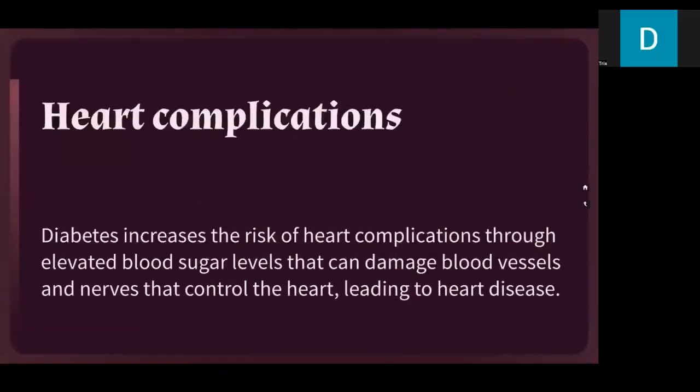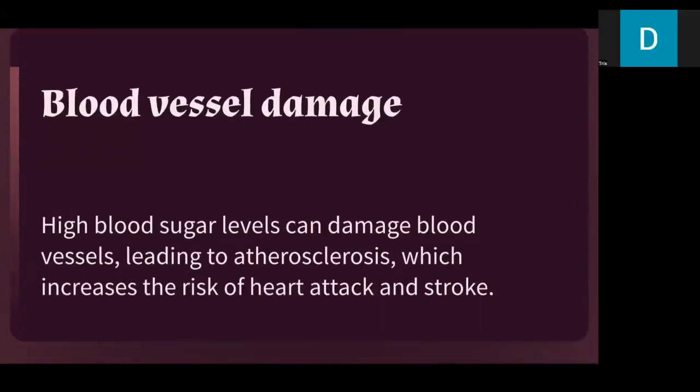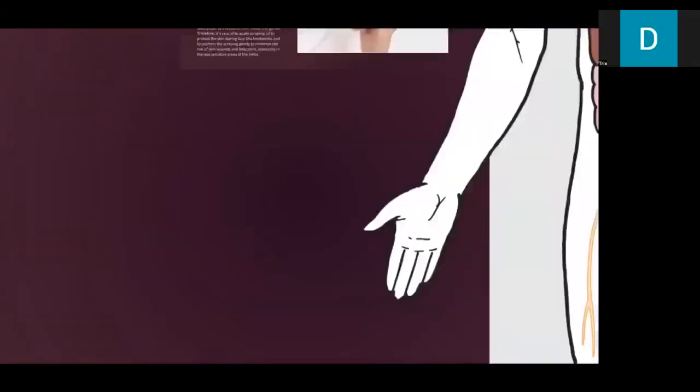Diabetes increases the risk of heart complications through elevated blood sugar levels that can damage blood vessels and nerves that control the heart, leading to heart disease. High blood sugar levels can damage blood vessels, leading to atherosclerosis, which increases the risk of heart attack and stroke. Diabetes can lead to peripheral neuropathy, a condition that affects the nerves outside the brain and spinal cord, causing pain, tingling, and loss of sensation.